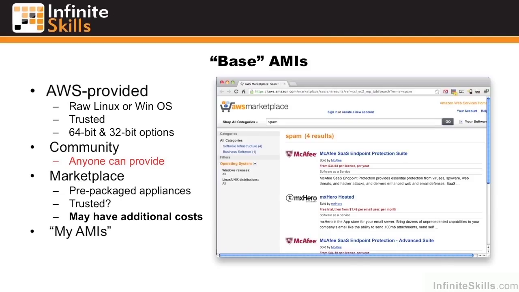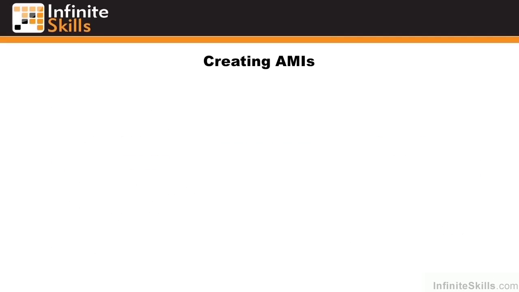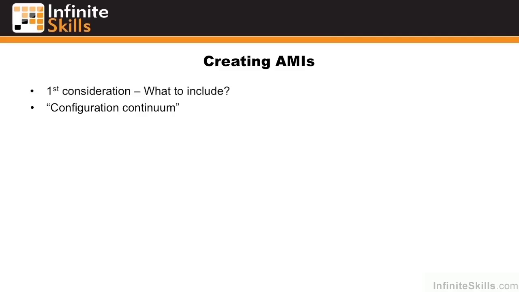There's also My AMIs. You can burn your own from running servers. Let's look at that a bit closer. When you're creating AMIs, the first consideration is what to include. You're going to fall somewhere along what we call a configuration continuum. At one end of the continuum, you have the OS only. This is basically the same as the base AMI from Amazon.